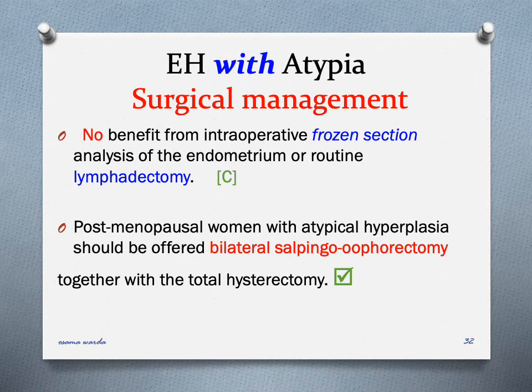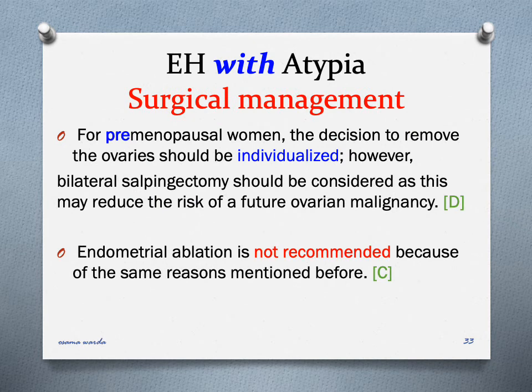No benefit from intraoperative frozen section analysis of the endometrium or routine lymphadenectomy. Postmenopausal women with atypical hyperplasia should be offered bilateral salpingo-oophorectomy together with total hysterectomy. For premenopausal women, the decision to remove the ovaries should be individualized.